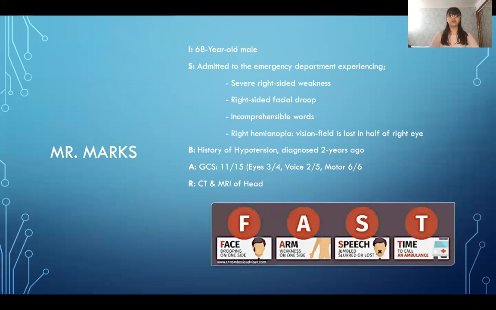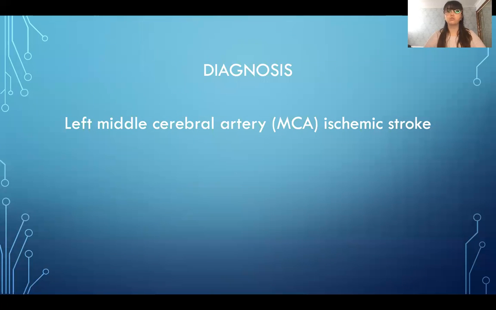This concept will be addressed with the aid of a case study with our patient known as Mr. Marks, who's a 68-year-old male who was admitted to the emergency department after experiencing clinical manifestations that were indicative of a stroke. These included severe right side weakness, right side facial droop, incomprehensible words, right hemianopia. Upon further assessment, a Glasgow Coma Score of 11 out of 15 was assessed, and a CT was ordered which confirmed a diagnosis of a left middle cerebral artery ischemic stroke.